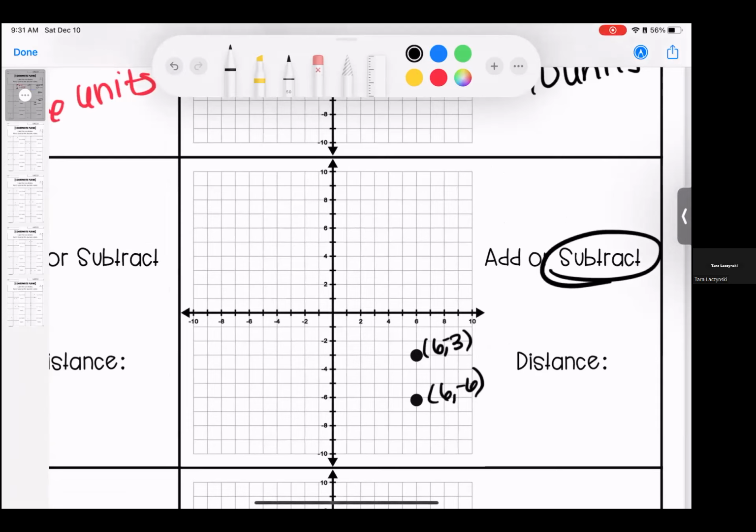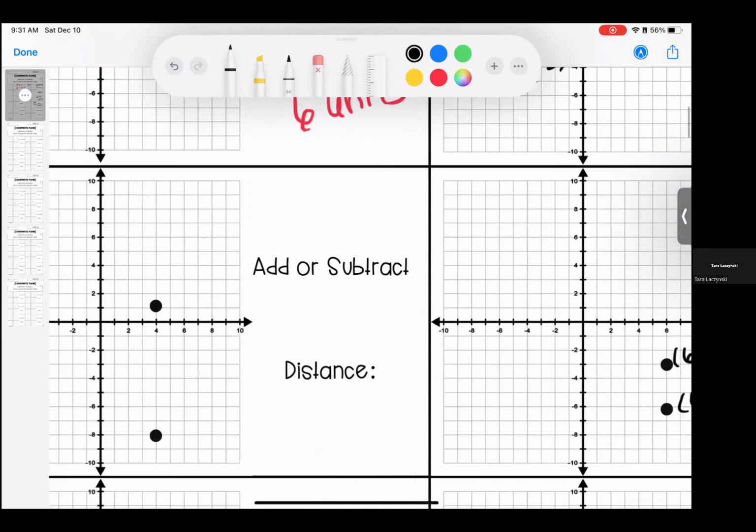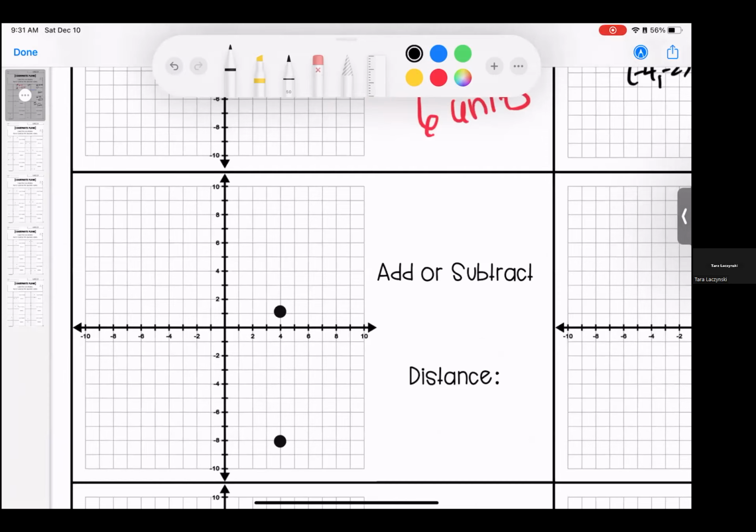So we are going to subtract the absolute value of 6 minus the absolute value of 3. They're negative, but when they're absolute value, they're positive or neutral. So 6 minus 3 gives me a distance of 3 units. Again, I could count that out and check if I wanted. These are opposite quadrants, so I'm going to add them.